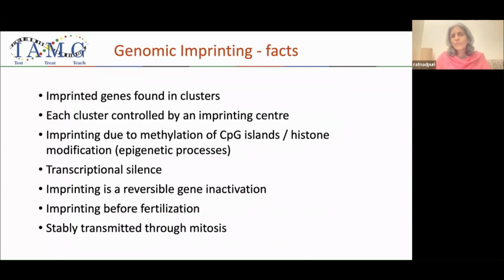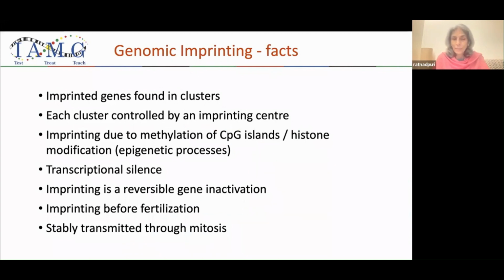Now, there are some basic facts about genomic imprinting that we need to understand. Imprinted genes are found in clusters in the human genome. Each cluster is controlled by an imprinting center. It's like the head that is controlling all the little genes in that cluster.